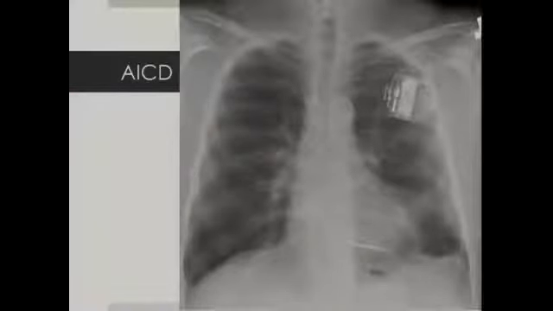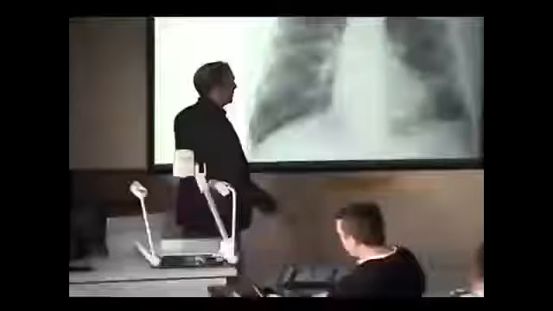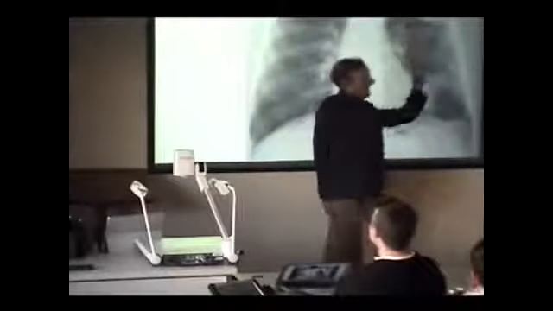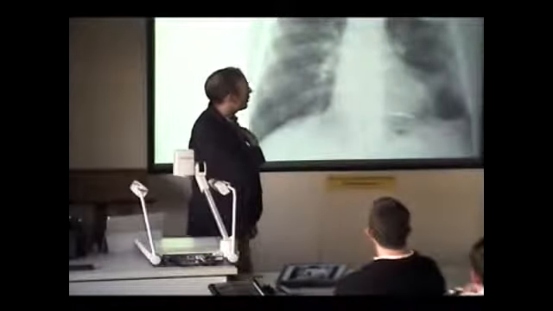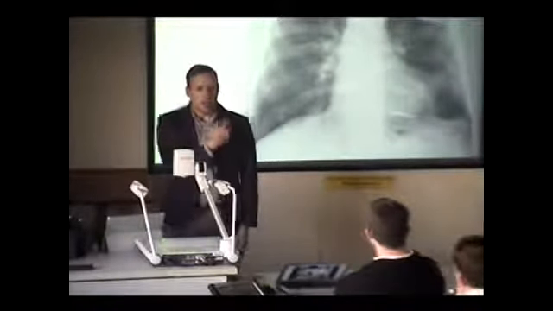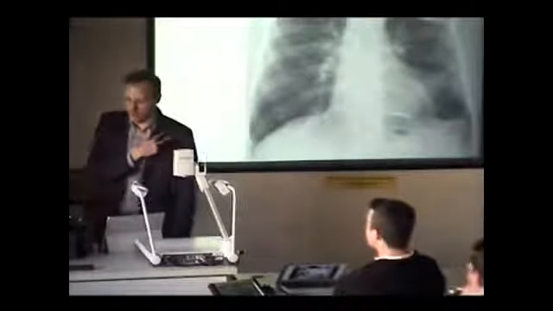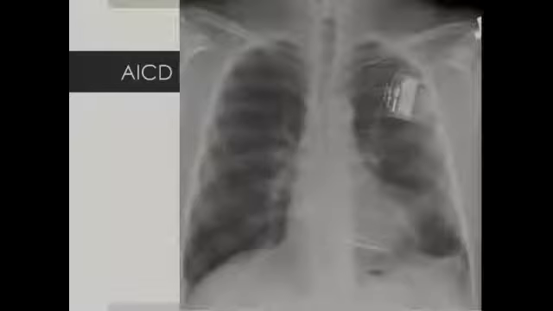This is what an ICD looks like. So you have your generator, or what we call the CAN. The generator sits up in the left prepectoral area. When we put these in, we make a small incision just on the lateral border of the chest. Then this is a single chamber, so one wire.